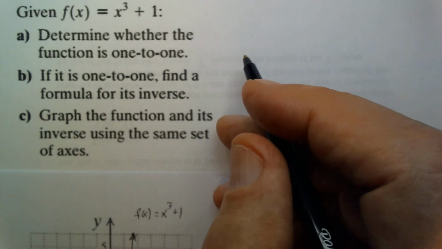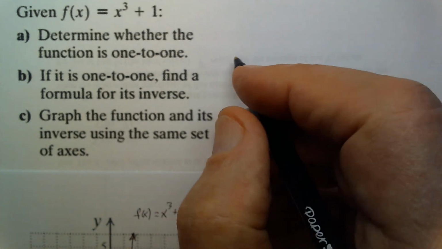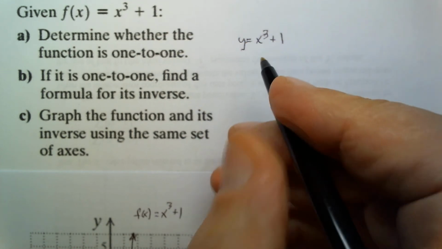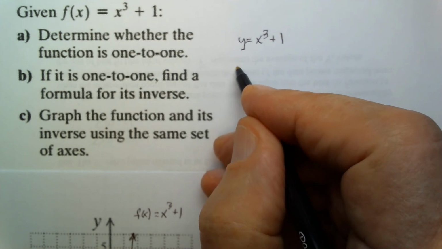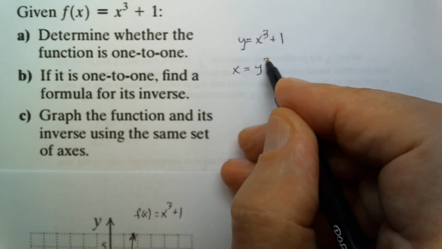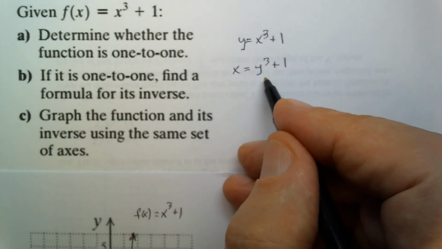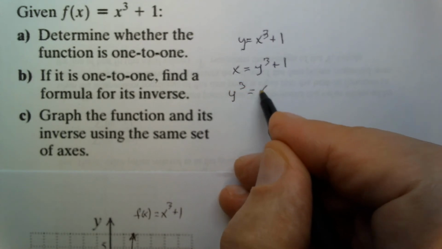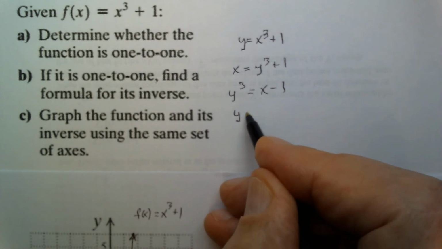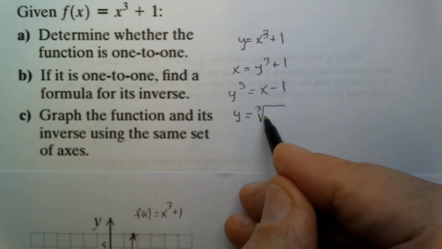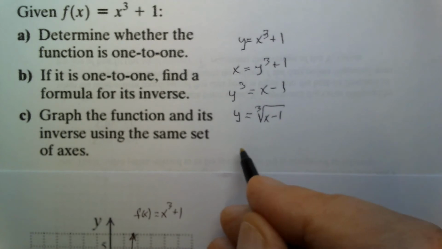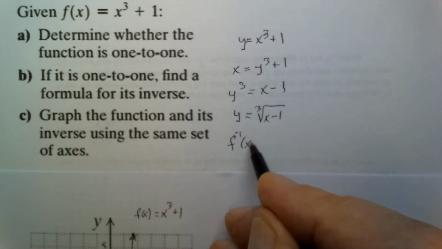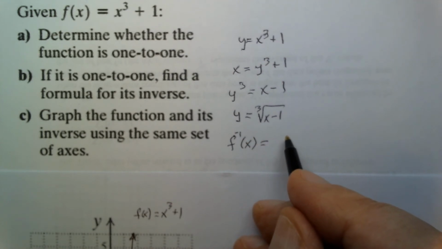To find the formula for its inverse, we replace f of x with y, so it gives us y equals x to the third plus 1. Now we exchange x and y, so x equals y to the third plus 1. We're solving this formula now for y, so y to the third equals x minus 1, and then y equals the third root of x minus 1. So then f inverse of x is equal to the third root of x minus 1.